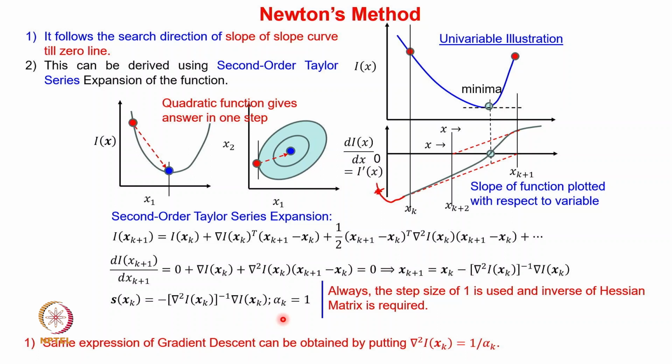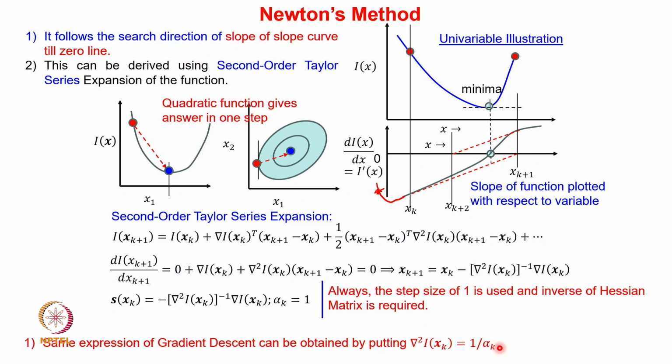Now, in this particular expression, if you put the inverse of the Hessian matrix as alpha k, just a scalar value, then this expression becomes gradient descent. So this expression can even represent gradient descent when the inverse of the Hessian matrix is taken as a constant value, alpha k. So del square I(xk), the Hessian matrix, we are taking as 1 by alpha k in case of gradient descent. Okay.